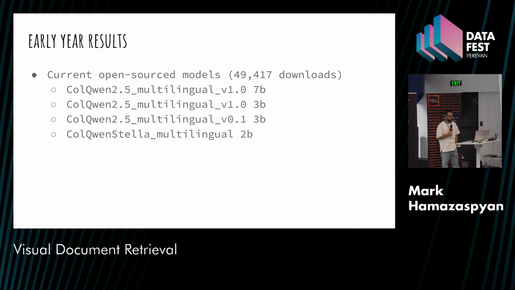Earlier this year we open sourced these 4 models. Our research results were these. We have models ranging from 2 billion to 7 billion parameters. These are fully open source. You can find them on Hugging Face. So far we have around 50,000 downloads on them. And these are the things that we have already done and open sourced.